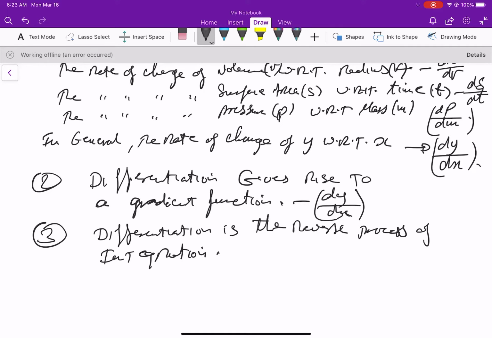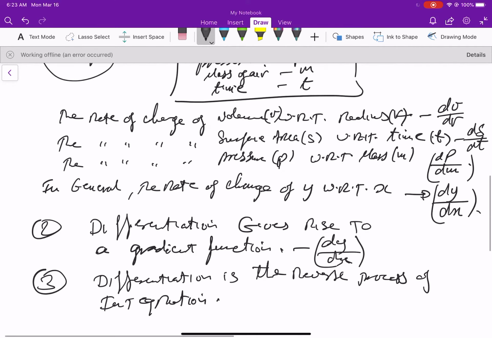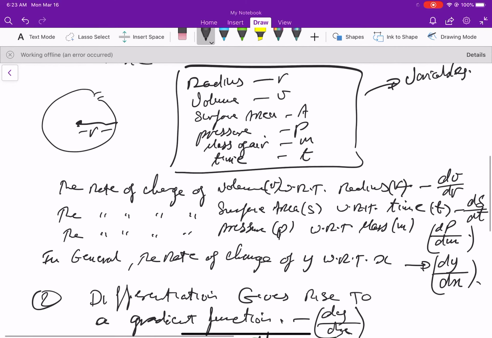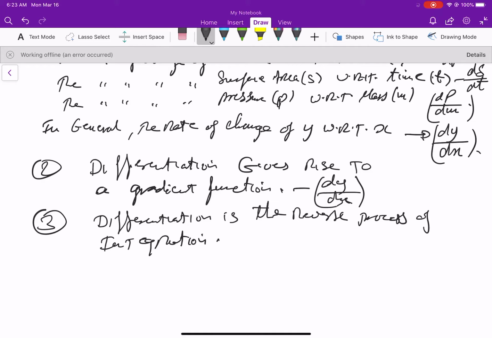Summarizing, rate of change of one variable with respect to another. Differentiation gives rise to a gradient function. Differentiation is a reverse process of integration. Those are the three main ways in which we're going to be using it.